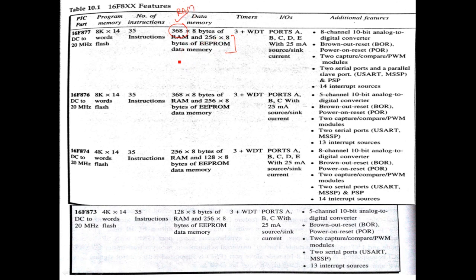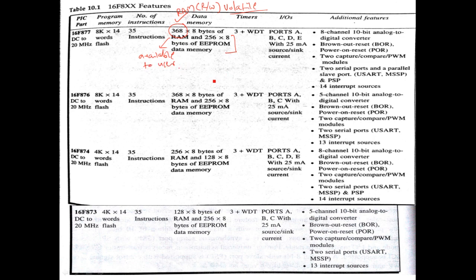Because this is a separate type of memory. So let's talk about this RAM, which is volatile read-write memory. It is like any memory in any other microcontroller, as we have seen, data memory. Even though it is said here that it is 368 bytes of RAM, actually it is 368 bytes of RAM which is available to the user.